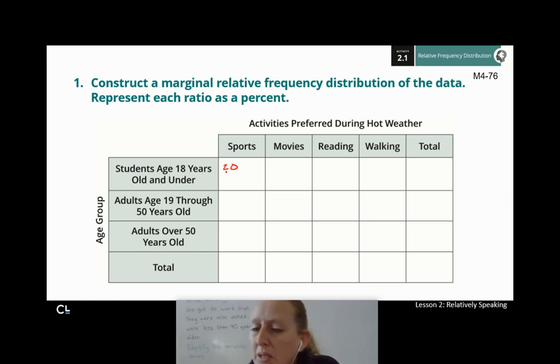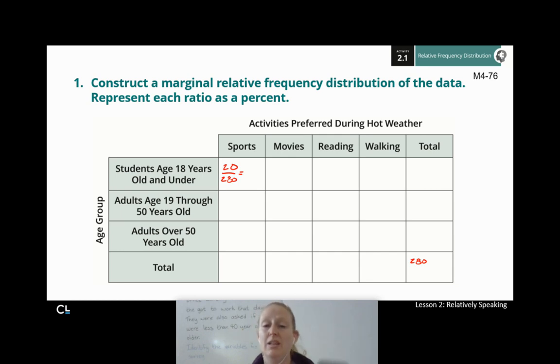So let me show you what I mean. 20 people, 18 years and under, said that they preferred sports, right? But if you recall, we had a total of 280 people who took the survey. If you included everybody, every group, everything everybody said, 280 people did the survey. So here's what we're going to do. We're going to create a relative frequency. So instead of just straight 20, I'm going to say 20 out of the 280 people chose sports. So 20 out of the 280 people were 18 years and under and chose sports.